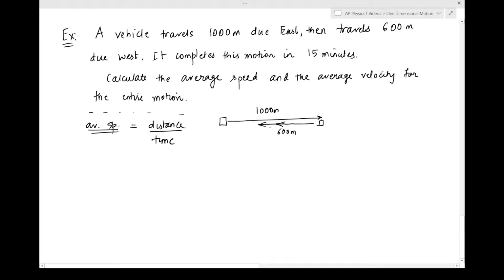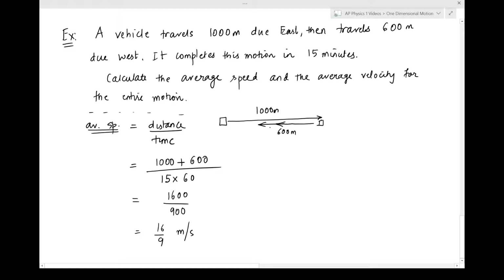Okay, distance happens to be length of the path, so the total distance traveled is equal to 1,000 plus 600. Okay, and then we divide this by the time, which happens to be 15 minutes, and what we need to do is we'll convert the time into seconds. So it'll be 15 multiplied by 60, and we end up with 1,600 divided by 900. Okay, and we can just write this as 16 over 9 meters per second. You can find the decimal equivalent of this.